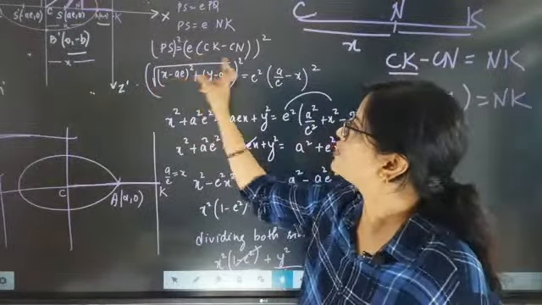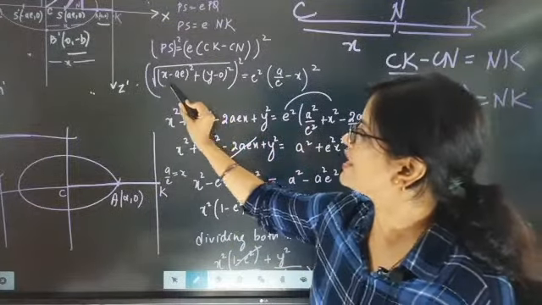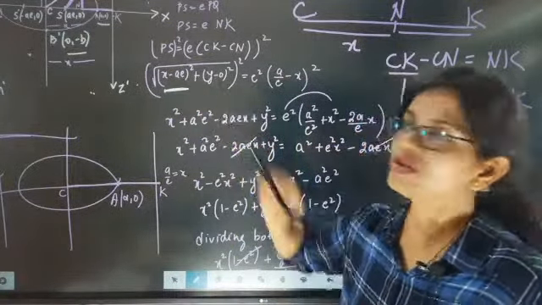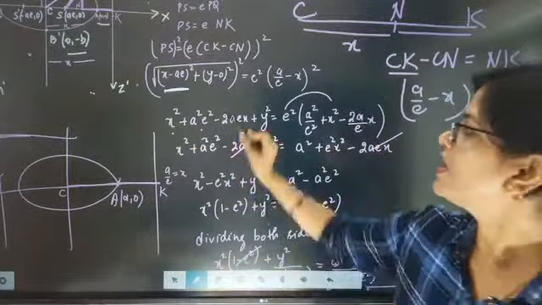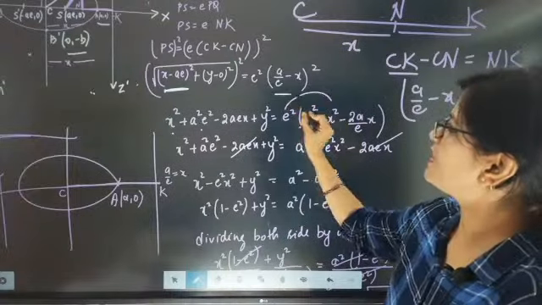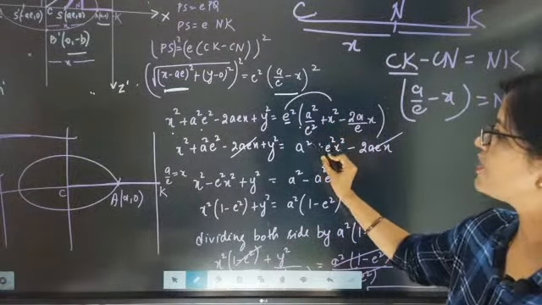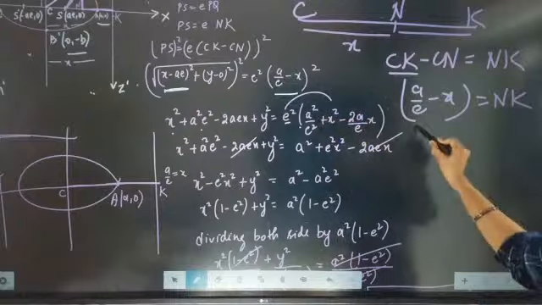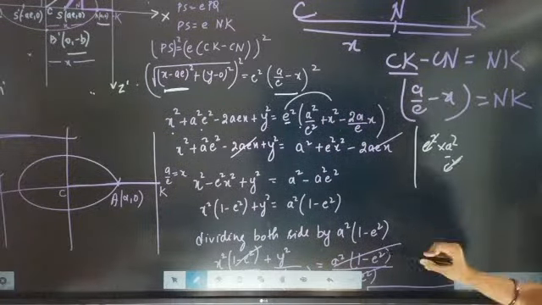So here root and square will get cancelled. So after root and square get cancelled, (x − ae) whole square will be written as a square plus b square minus 2ab, and then the y square part I have written. Now e square, now the (a − b) whole square formula I used, and then one by one e square will multiply with this section.